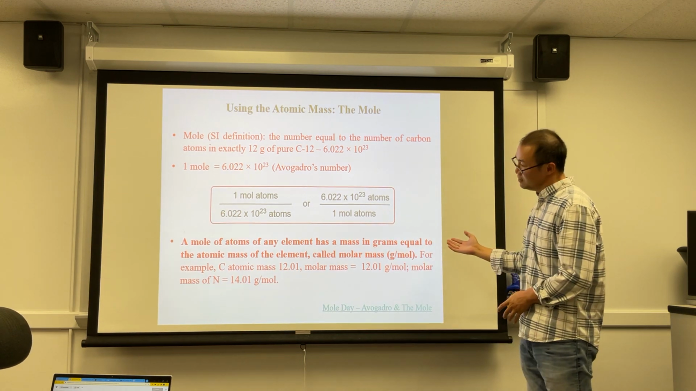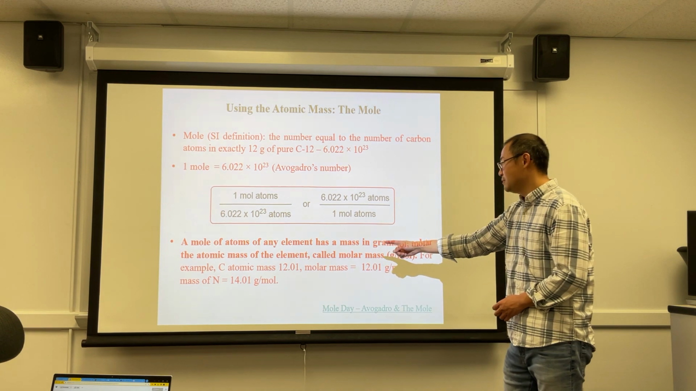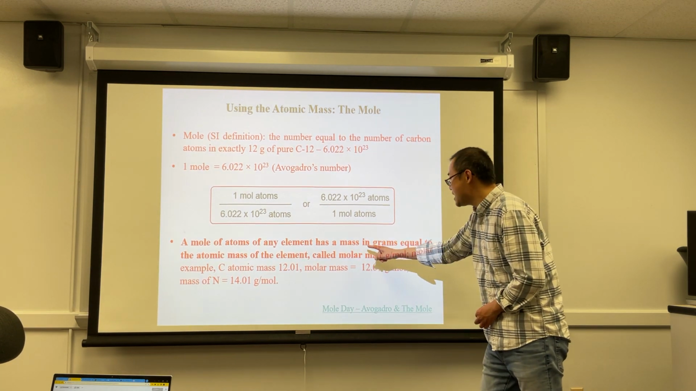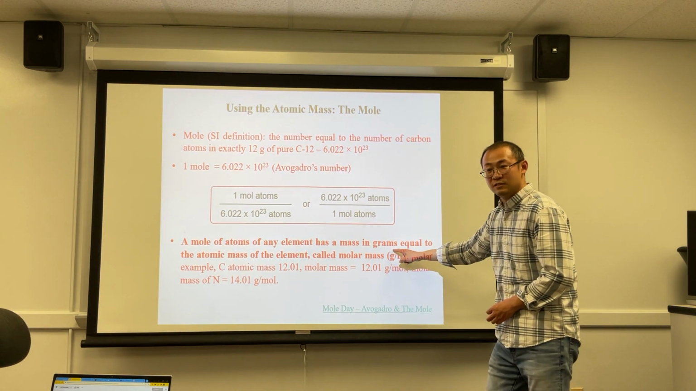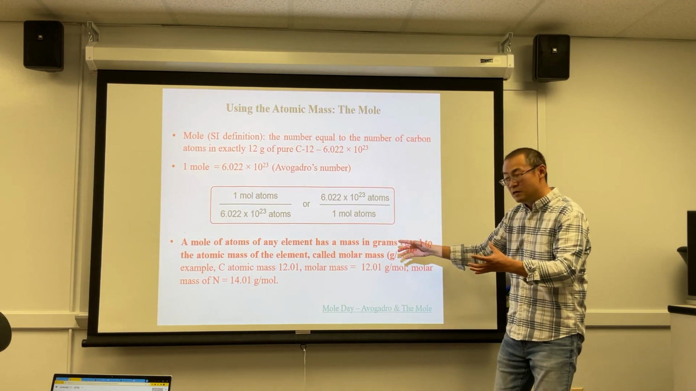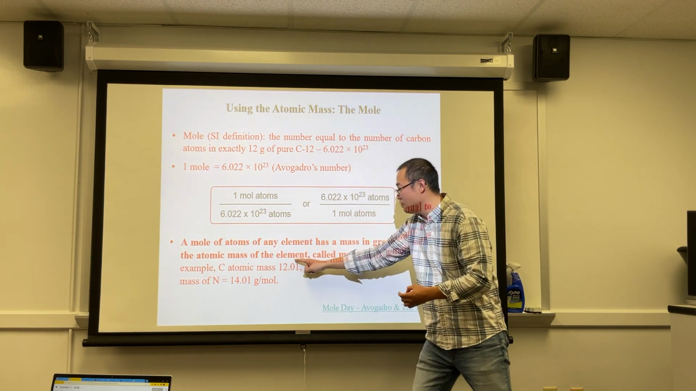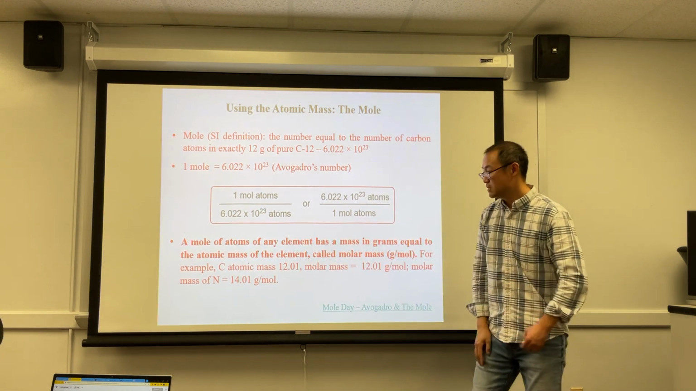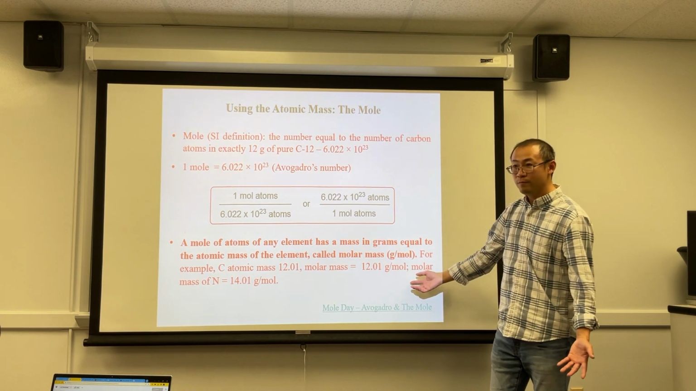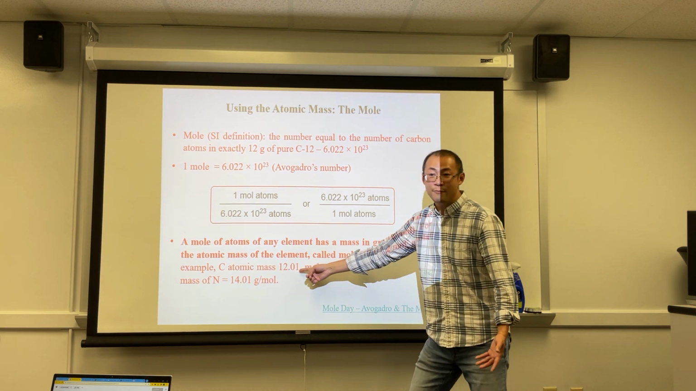Okay, I'll read again. One mole of atoms of any element has a mass in grams. So one mole of the atoms, the mass will be in grams. How many grams? Equal to what? The atomic mass of what? Of the element. For example, carbon. What is the atomic mass? 12.01, right? We saw that earlier.